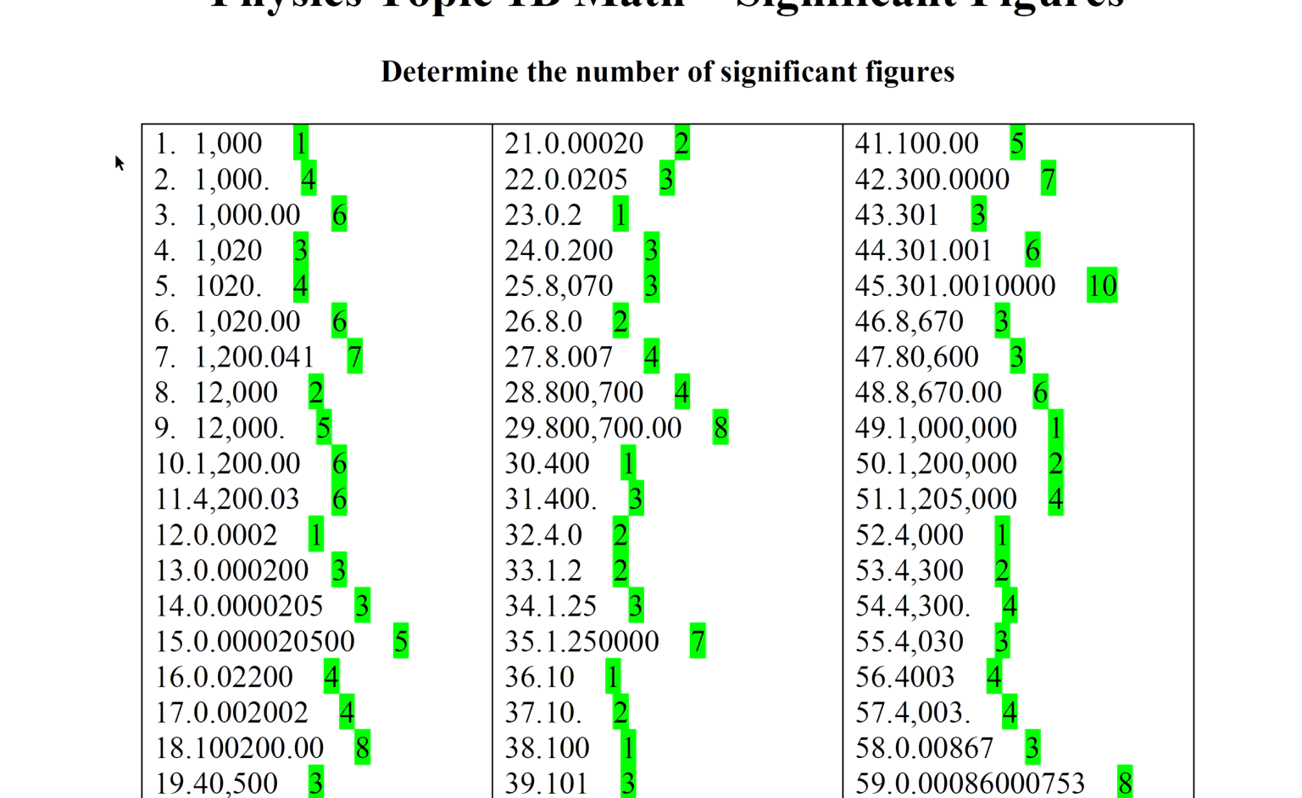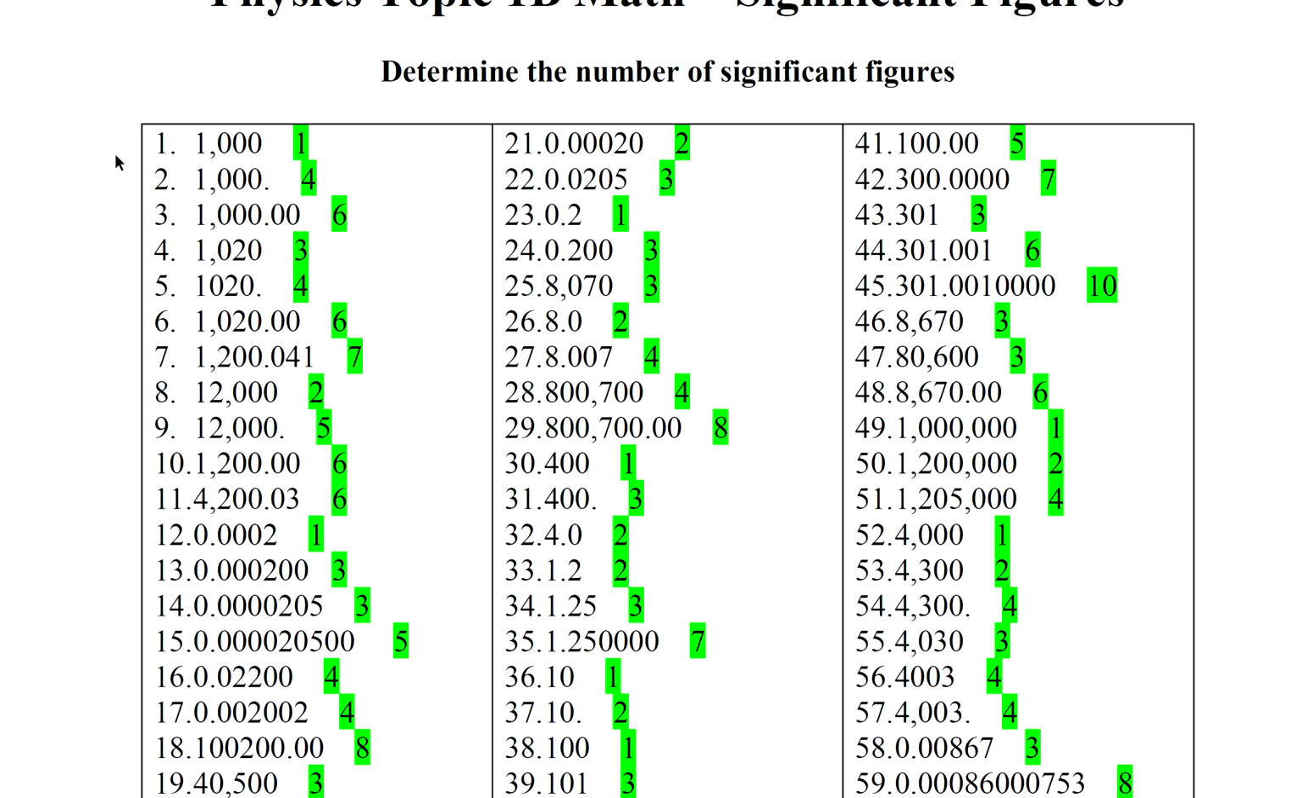Question 10, it's very similar to question 3. Question 11 is also very similar to question 3. All the numbers are significant. Question 12, there's only one significant figure because all the zeros before the 2 are not significant.